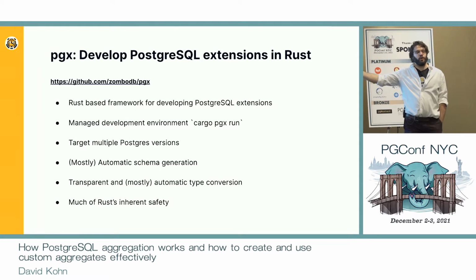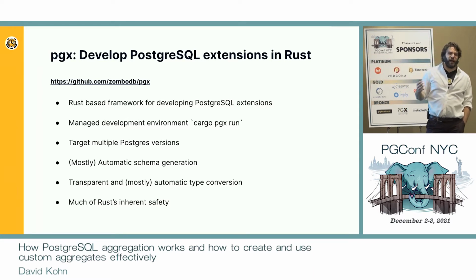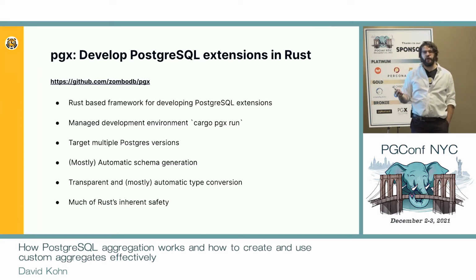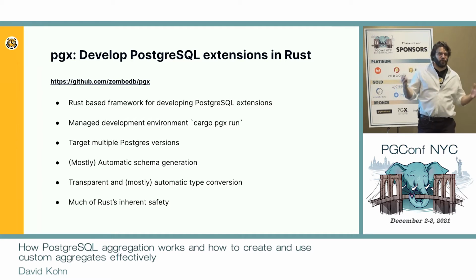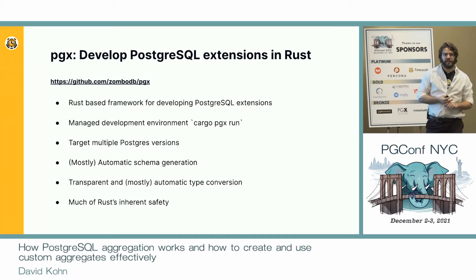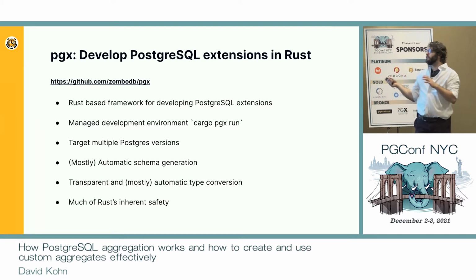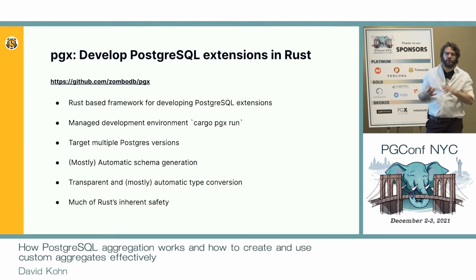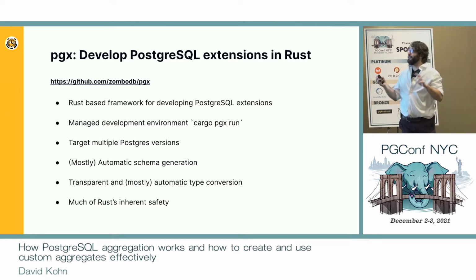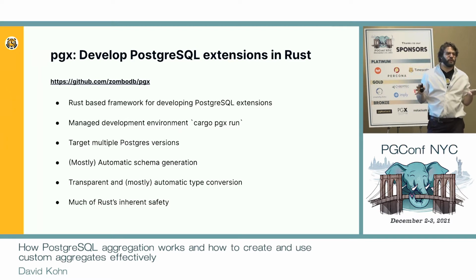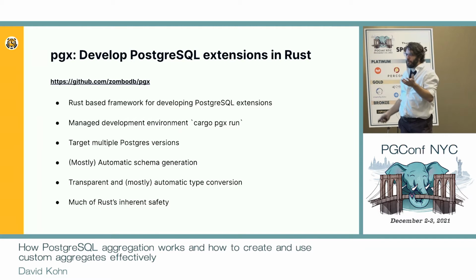I'm not going to read them all to you, but it really helps us manage all of the complexity around managing a lot of objects, a lot of different types, a lot of aggregates that have a little bit more complexity. Some of the things that I like about it are the mostly automatic schema generation, type conversion, and at least a fair amount of Rust's inherent safety, so you don't have to worry as much about seg faults and the like, as when you're developing in C, say.